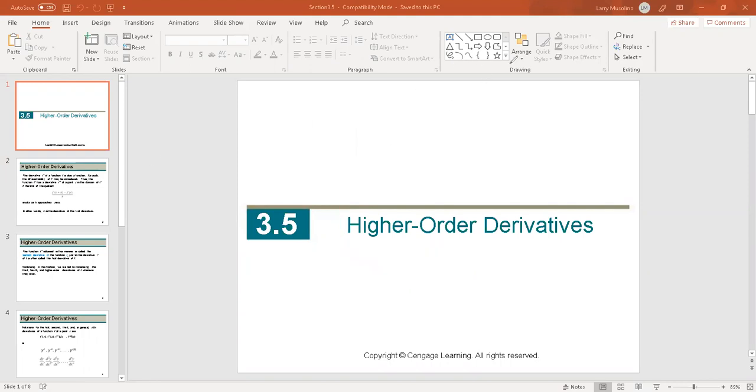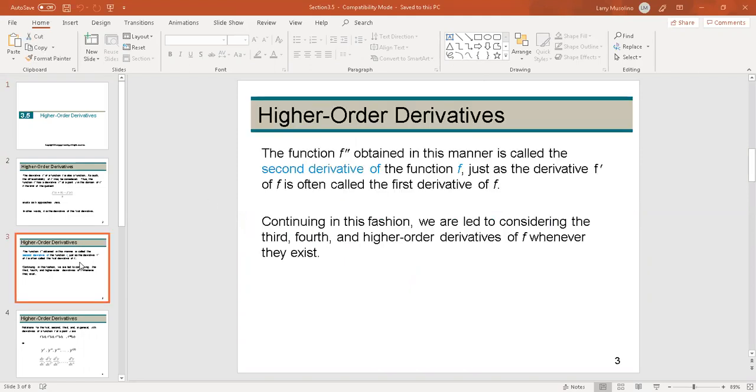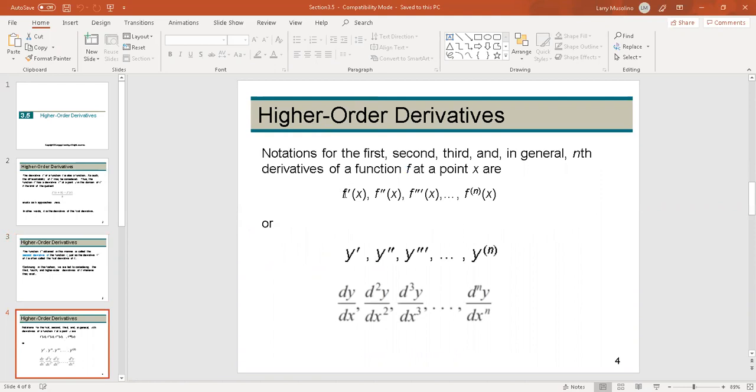All right, well, you can probably imagine that when we take the derivative of the derivative, we're going to be calling that the second derivative. So once you have the derivative calculated, if you take the derivative of that function, we'll get f double prime. You can imagine taking the derivative of that function, that'll give you f triple prime. We could also write this as y prime, y double prime, and so on.